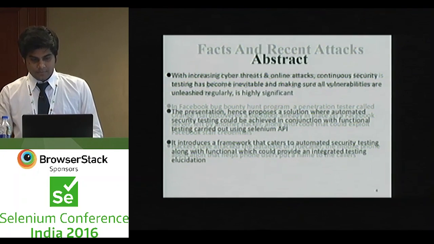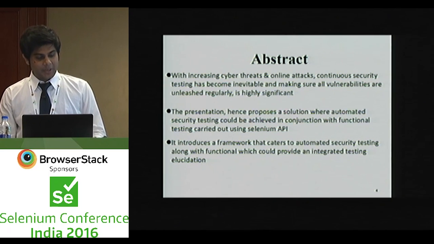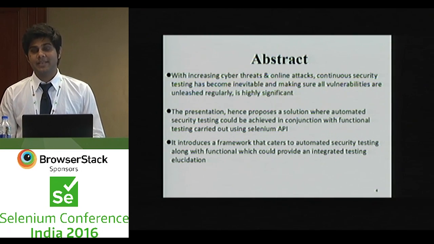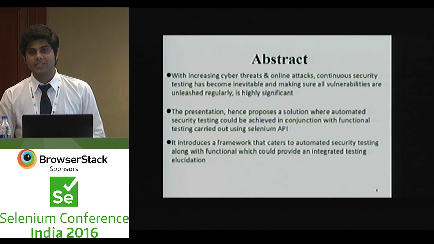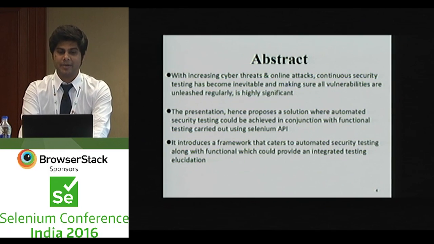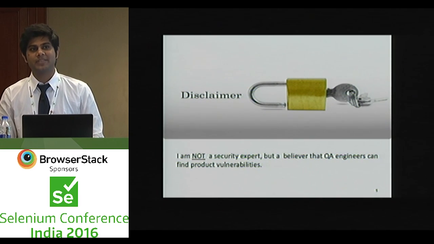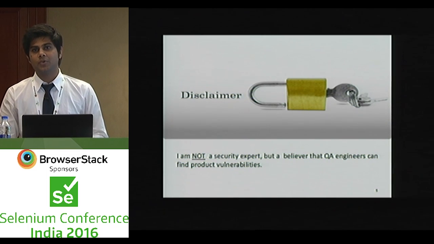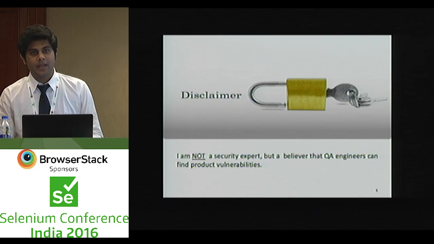As we already discussed, with increasing cyber threats and online attacks, continuous security testing has become inevitable, and making sure that all vulnerabilities are uncovered regularly is highly significant. So this presentation proposes a solution where automated security testing can be achieved in conjunction with functional testing carried out with the Selenium API. I should start with a disclaimer that I am not a security expert, but I am a true believer that finding product vulnerabilities is the responsibility of all associated engineers, because security is also a part of quality. And it is important to make security testing a daily habit, as we do regression functional testing. Let me take you through the agenda.